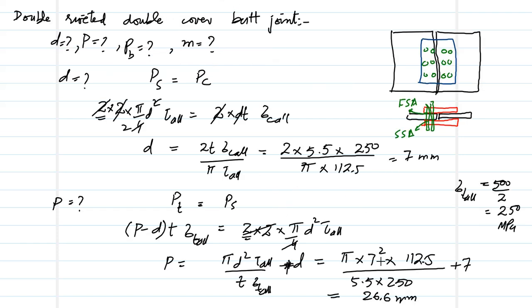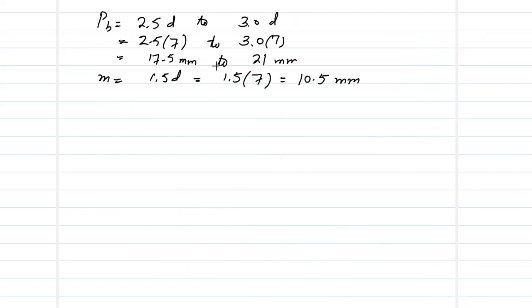Clear? So again, you have to check whether the pitch is greater than or equal to 3D or not. 3D is 3 times 7, which is 21. So it's fine. 21 is the minimum pitch, and the actual pitch is 26.6 mm. So that is fine. Now these two parts cover the design of both joints. Now we have to find the efficiency of the joint. For the efficiency, just draw a brief line here, and now find the efficiency.